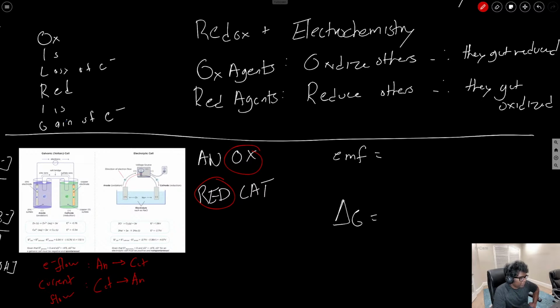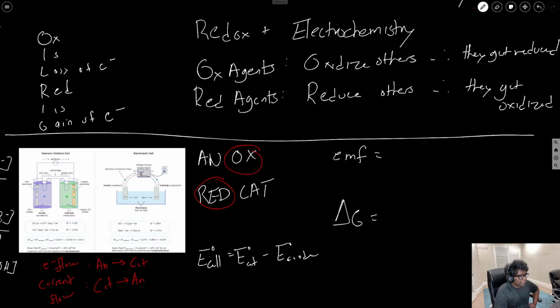If you want to find the E cell of an equation, it's also cathode minus anode. I'll write that bigger just for you guys. E cathode minus E anode. You see it right here. It says that a galvanic cell must be spontaneous. The E cell of a galvanic cell is greater than 0. I'll go over this in a second.